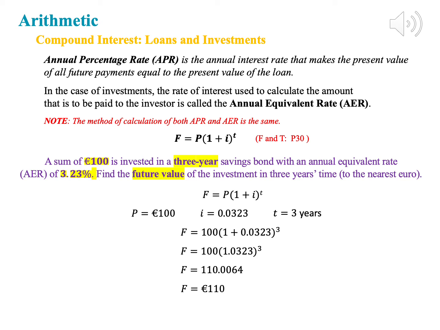So our future value is 100, bracket 1 plus the interest rate i to the power of 3. And when we put that in our calculator and break it down, we come out with €110. So the actual investment amount is €110. This means that the interest is €10 over the course of the 3 years.